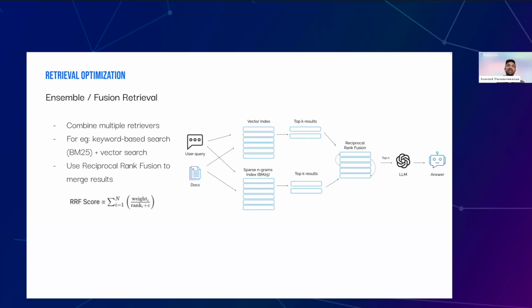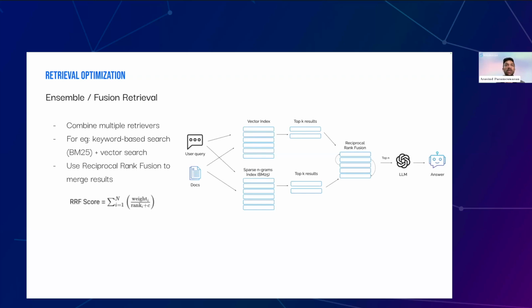And so what you want to do is leverage the power of multiple techniques. As an example, in this diagram, we have a vector index, which is like a dense retrieval method. When a user query comes in, we do a semantic similarity search on that and get the top K results. But maybe that alone is going to be insufficient.